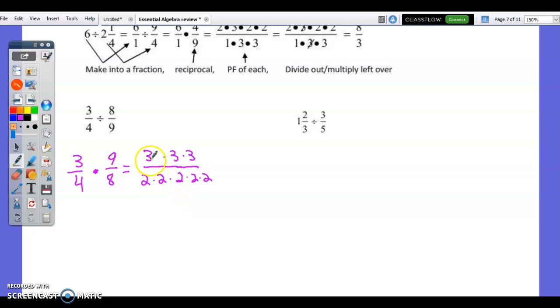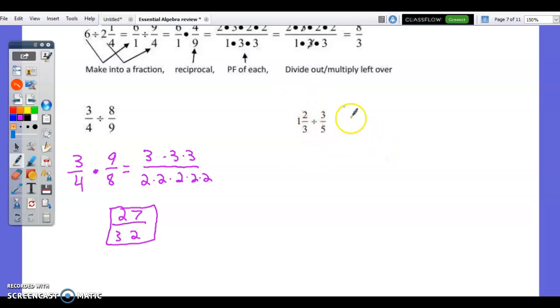So 9 times 3, or 3 times 3 times 3 is 27. And then 8 times 4, or 2 times 2 times 2 times 2 times 2, however we want to think of that, would be 32. And that is our fraction in lowest terms. So 3/4 divided by 8/9, so it would be 27/32. All right, go ahead and pause this and try this next one if you're working along on your notes.